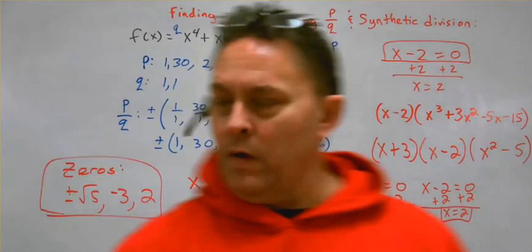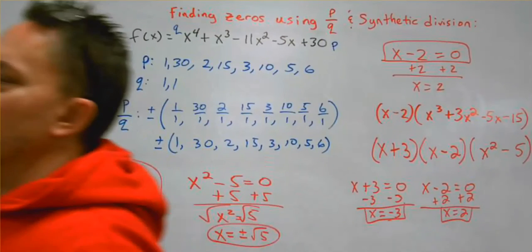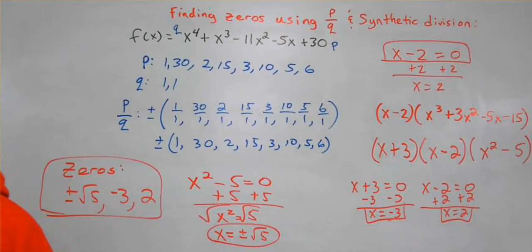Okay, and that's how you use the P over Q method and synthetic division to figure out what your zeros are.